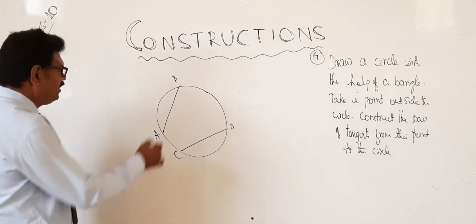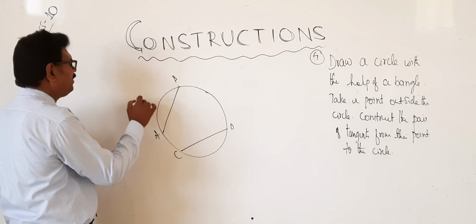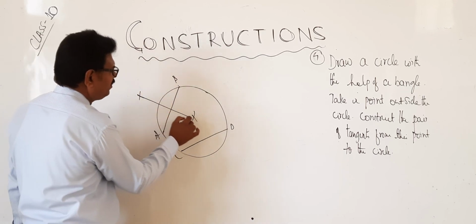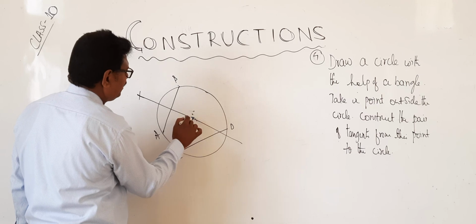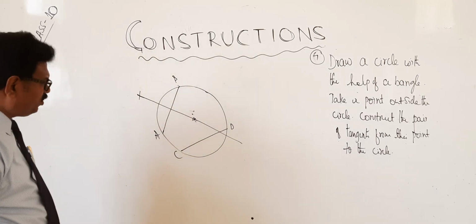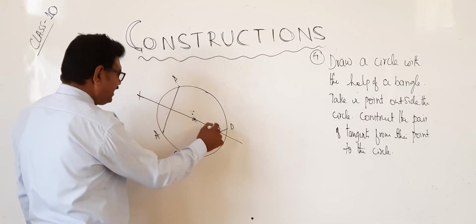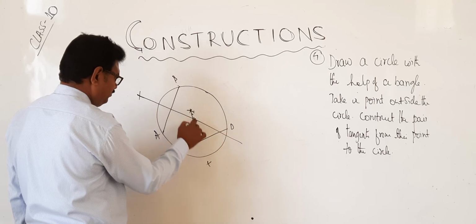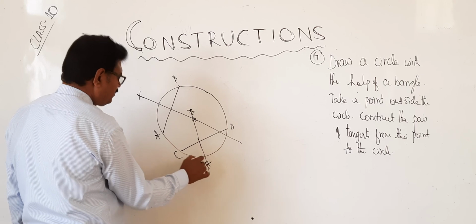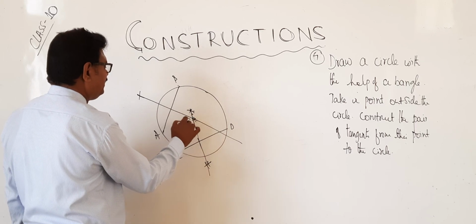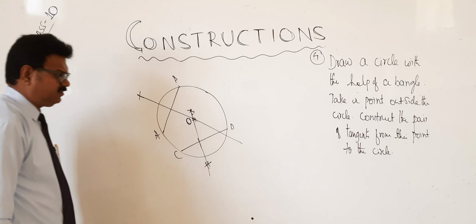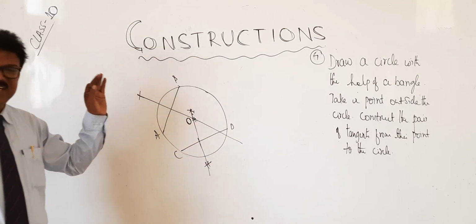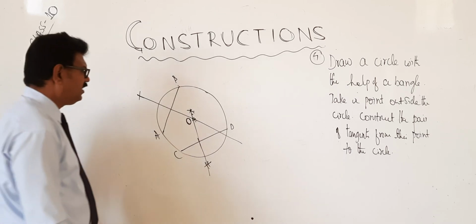Now you do one thing. Bisect AB. Bisect AB means what? More than half and more than half. Over. Okay? Next one, you bisect this. You bisect this means what? Like this and like this. Yes. This is nothing but the center, where both perpendiculars will join. That itself is nothing but the center.